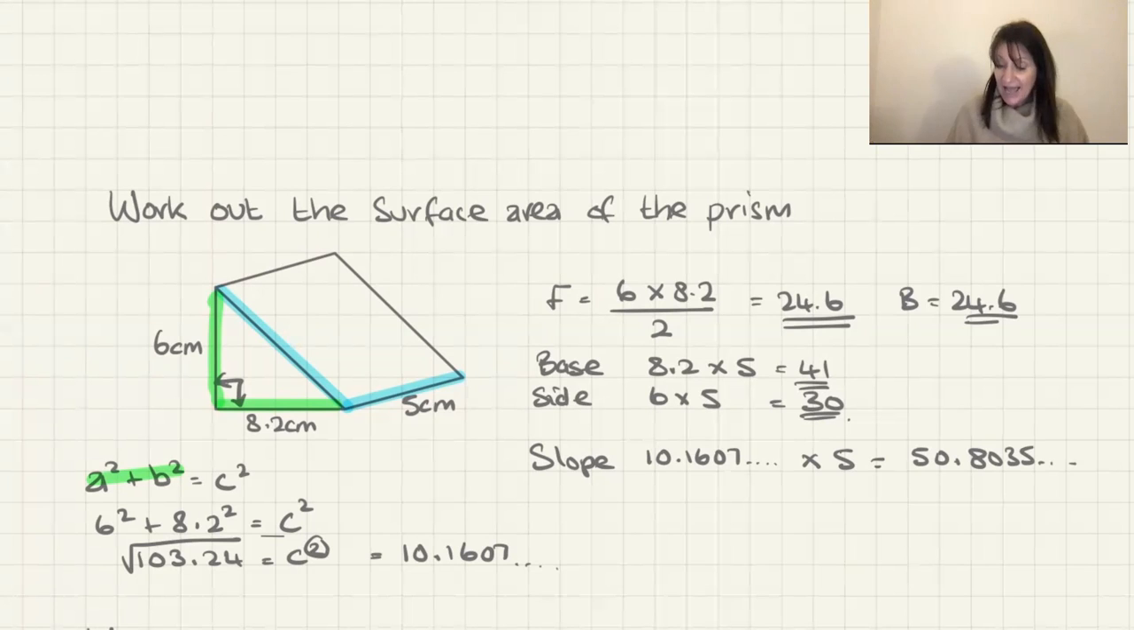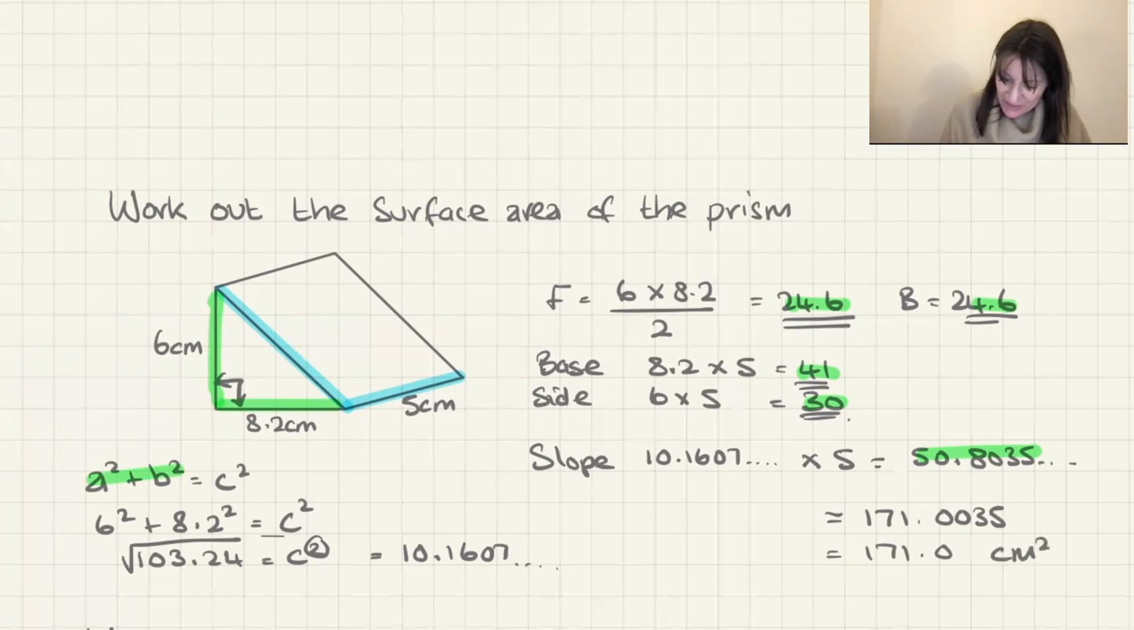And then I can add. So I'm going to add the front, the back, and the 3 faces that go around it. And that came out as 171.0035. So 171 to the nearest whole number, or 171.0 for 1 decimal place. Okay.